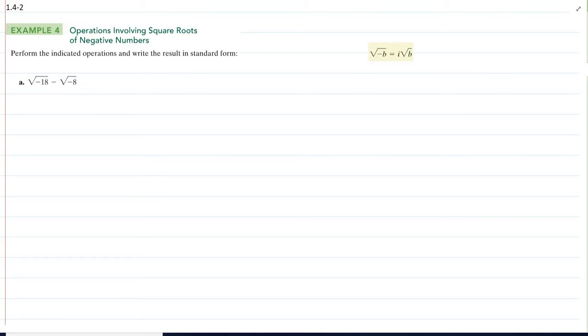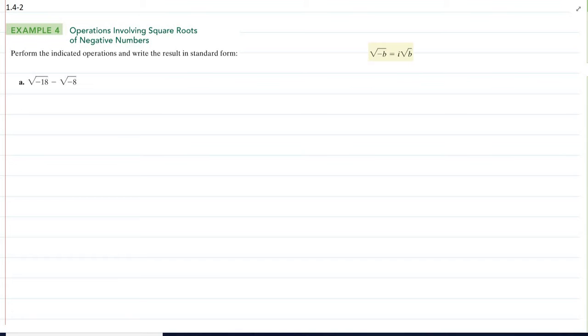Hello guys, today we're going to finish 1.4. Let's just start with example 4: operations involving square roots of negative numbers. Okay, we have the square root of negative 18 minus the square root of negative 8.